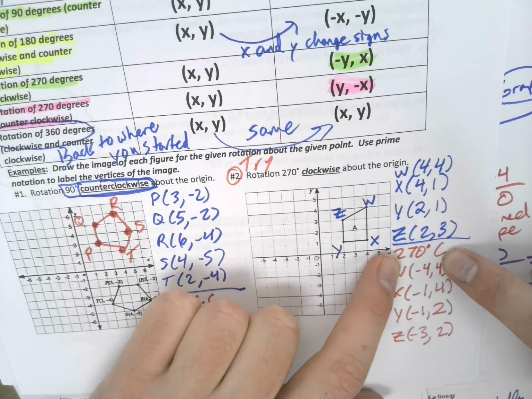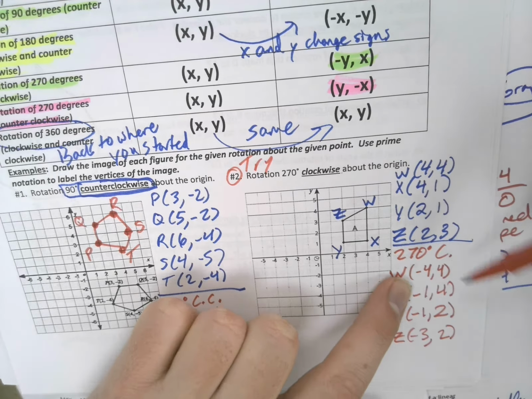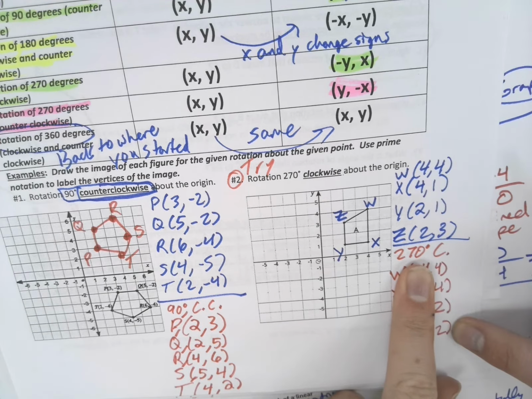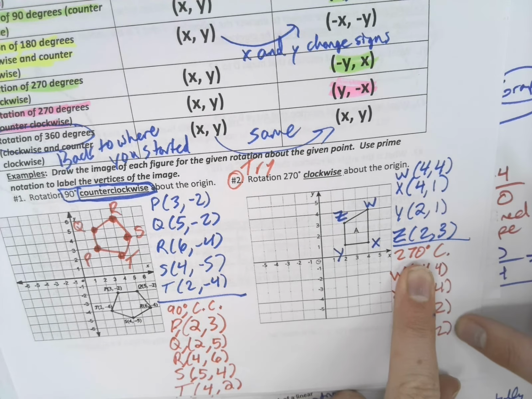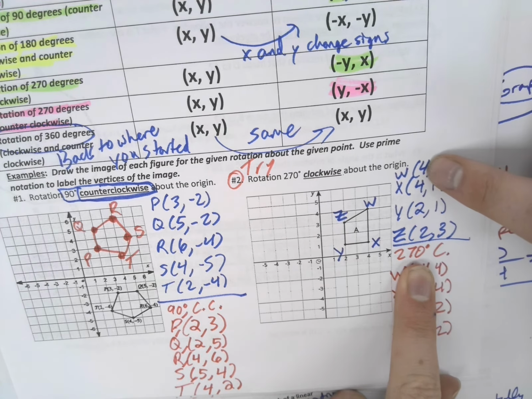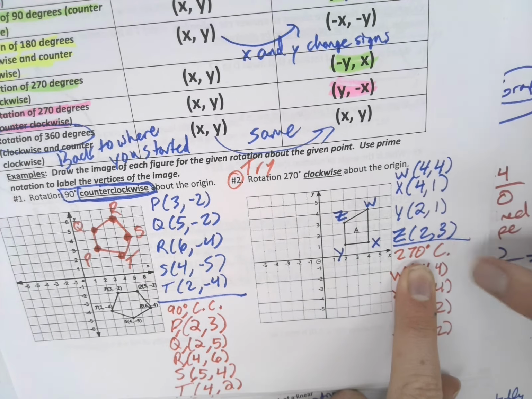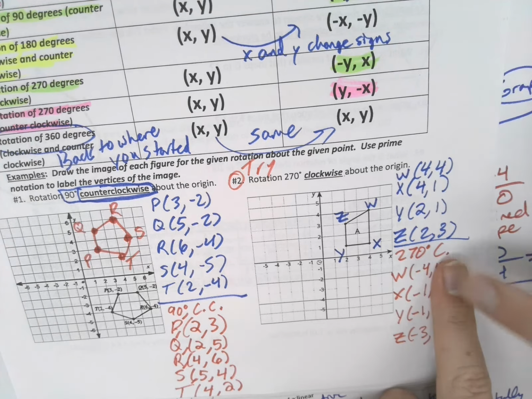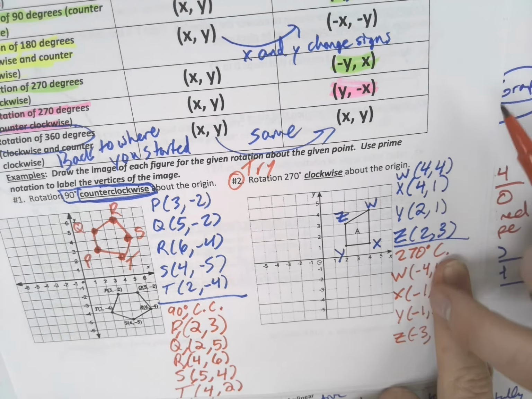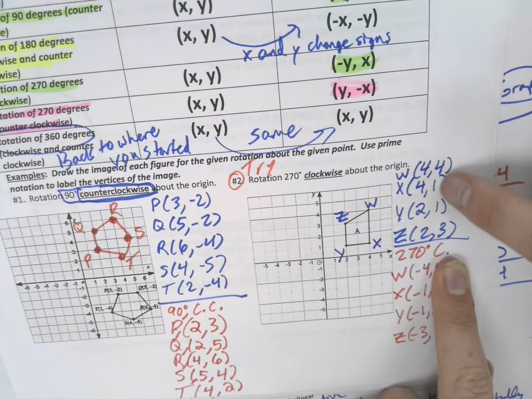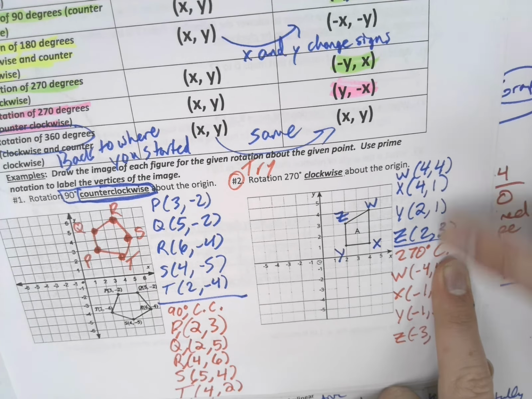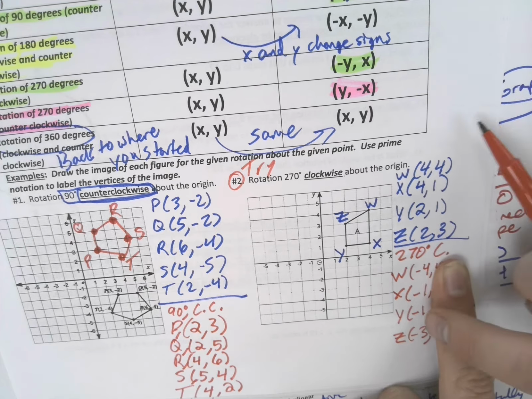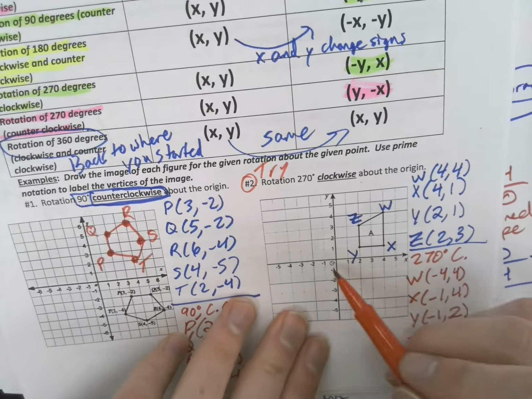So then, 270. The easiest way to do this is maybe just don't look at the X's and just look and say, okay, I know all my Y values are just going to be the X's. So 4, 4, 2, 2. Okay, 4, 4, 2, 2. Well then, all my X's down here are just going to be my Y's, but the opposite sign. So negative 4, negative 1, negative 1, negative 3. And now let's graph it.